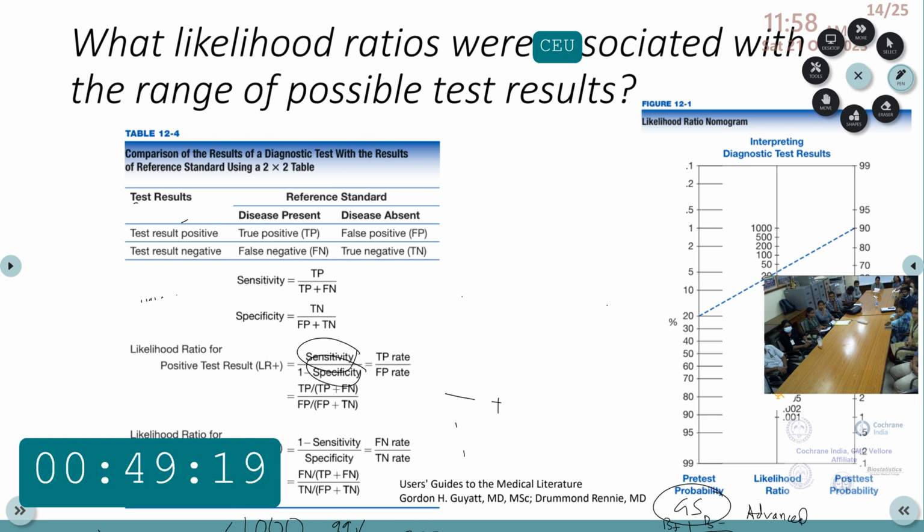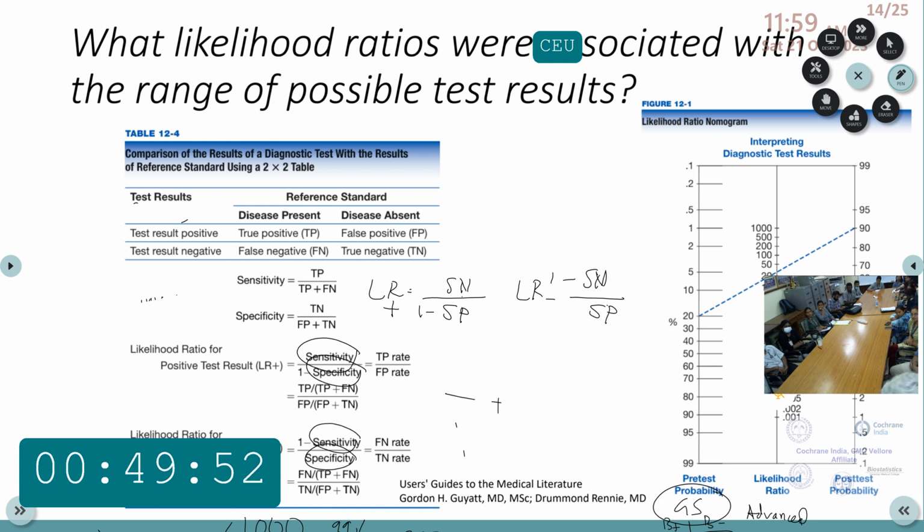Even if the test is negative also, sensitivity is on top, specificity below. So likelihood ratio always will have sensitivity on top and specificity below. If the test is positive, then you put 1 minus specificity as the formula for calculating this strange entity called likelihood ratio. If the test is negative, again sensitivity on top, specificity below, but the 1 minus goes on top. Very easy to remember these formulas.